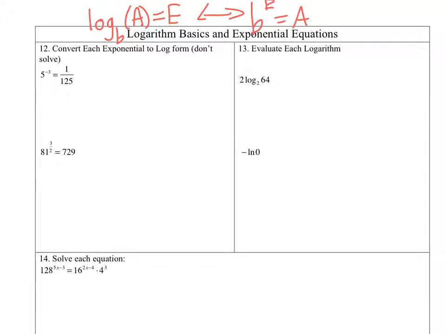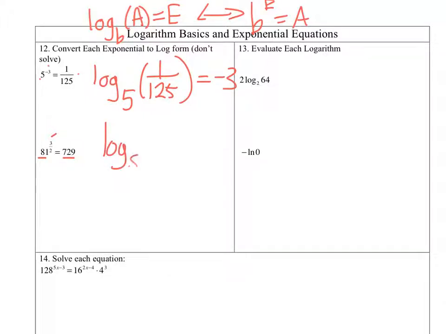Okay, first things first, we're going to convert. Here's my base, my exponent, and my answer. So in this case, that's going to be log base 5, that's my base, of 1 over 125, that's my answer to the exponential, is equal to negative 3. That equation is done at this point. For the next one, 81 is my base, 3 over 2 is my exponent, and 729 is the answer. So log base 81 of 729 is equal to 3 over 2.